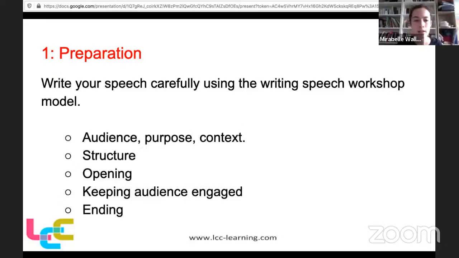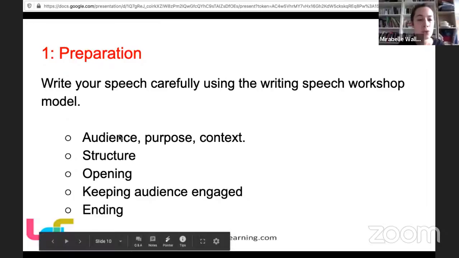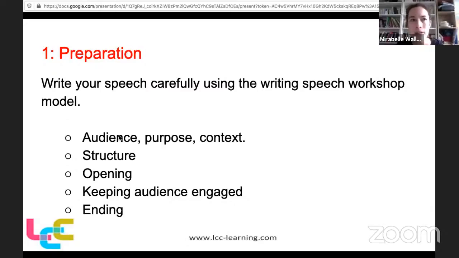We looked at, the first thing was audience, purpose, and context. So I asked you to think about who your audience was, what their age was, what their educational background is, what their tastes are, and tailor your language to them, because as you know, we all speak differently according to who we are, and we're all familiar with certain language depending on our age, our educational background, all these things you need to take into account.